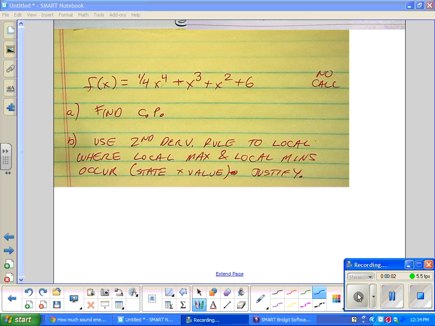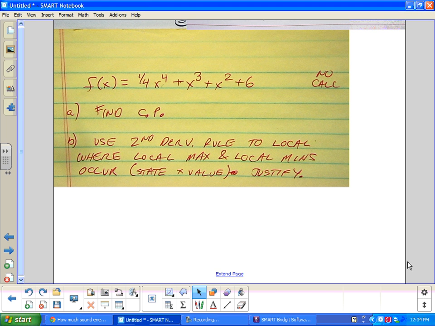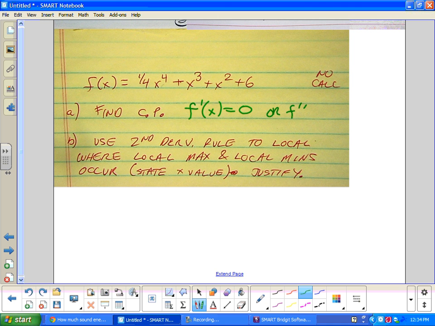Here's an example problem using the second derivative rule to find maxes and mins. It still starts with finding critical points, letter A here. And we know critical points are defined as points where f prime of x equals 0 or f prime of x is undefined. That said, we have a function here that is not going to have undefined.